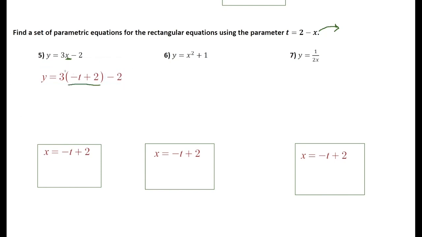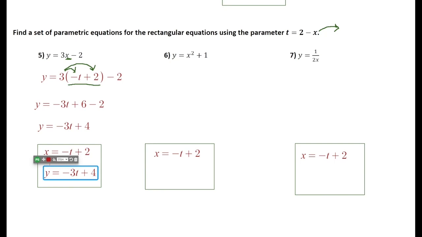So from here we're just going to simplify. We need to distribute the 3. So we get negative 3t plus 6, and then we have that minus 2 kind of hanging out, and then 6 minus 2 is 4. So this is going to be our y equation. I guess I can write that as a separate step here. And there you go. So this is the set of parametric equations that would result in the same graph as this one, but with this parameter defined. So it gives you a sense of the speed of the object that is moving through that path.